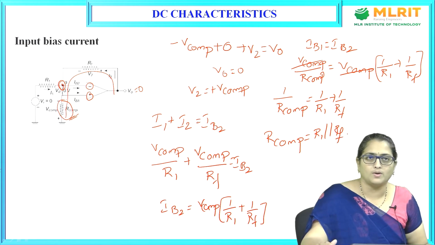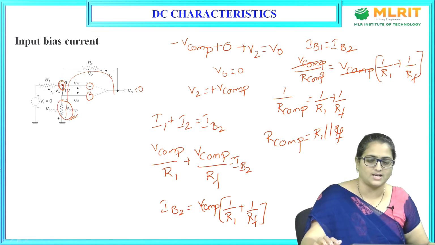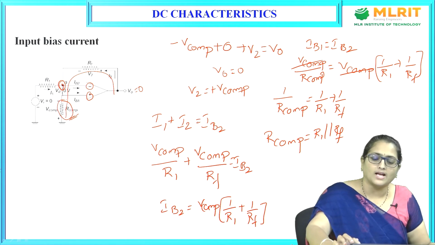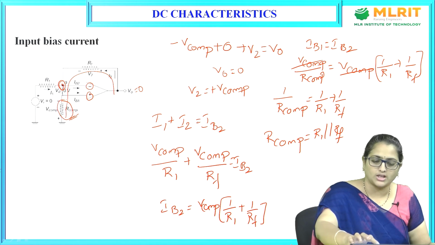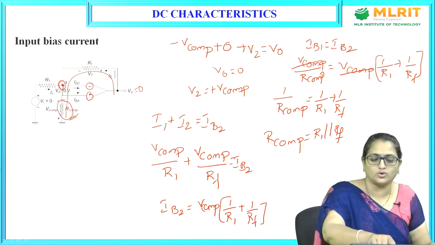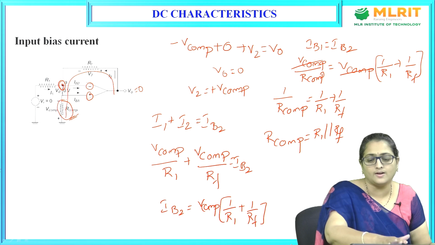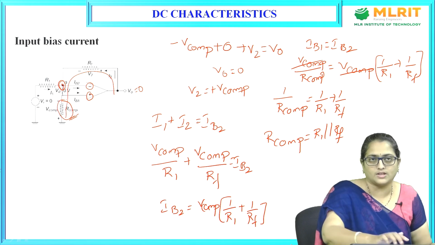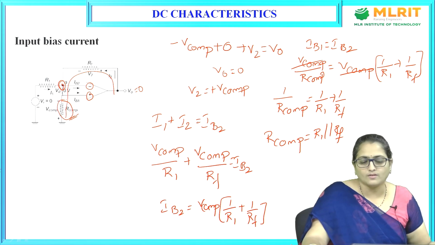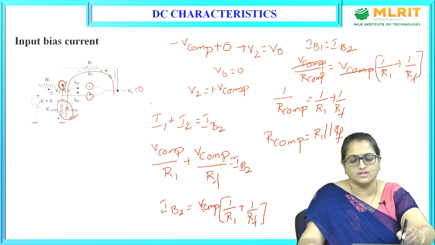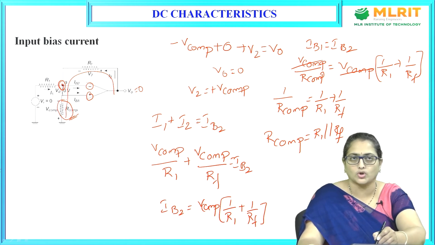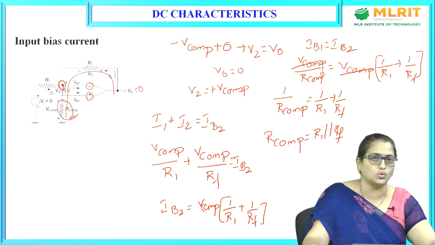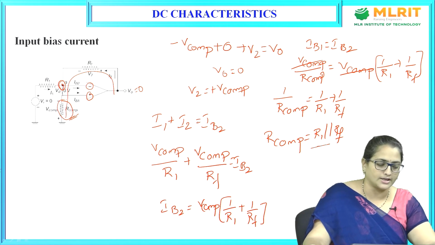So, input bias current is defined as the average of IB1 plus IB2, but actually as we are connecting the input voltage to an inverting terminal, you need to get your output voltage 0, but here you are not getting output voltage 0 because of the offset. So, to make V0 equal to 0, you need to choose a proper R compensator, which should be equal to R1 parallel with RF.